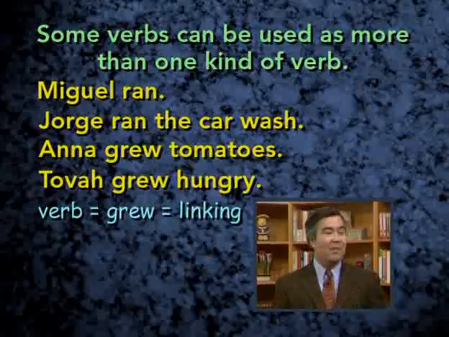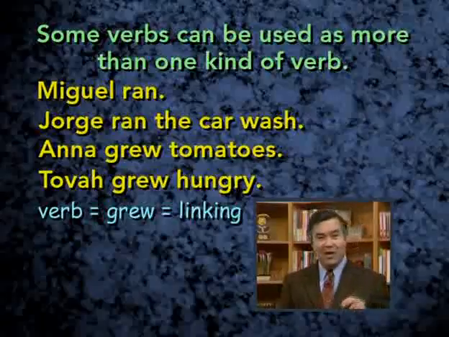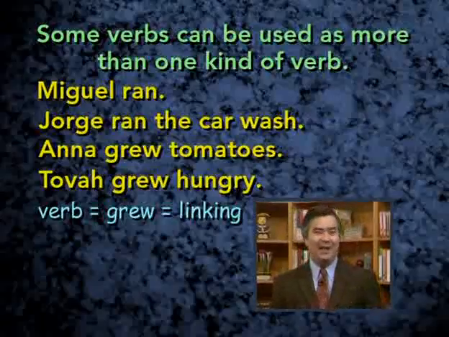So the same verb may be a transitive verb or an intransitive verb or a linking verb. You can't tell what type of verb a verb is just by looking at the verb in isolation. Instead, you have to look at it in the context of the sentence and understand how it's being used and how it relates to the words nearby.